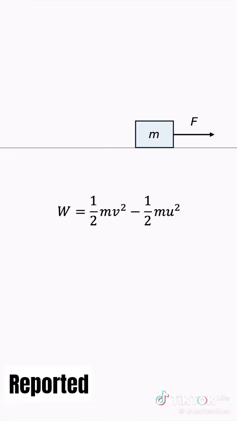Work done is equal to the energy transferred, so this must be equal to the change in kinetic energy. This is the final kinetic energy, and this is the initial kinetic energy. So this shows us that the kinetic energy at any time t is half m times the square of the velocity at that time. Now you may argue that this proof is not very rigorous, so let's adjust it slightly.